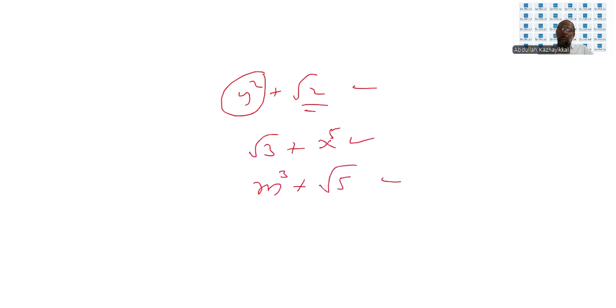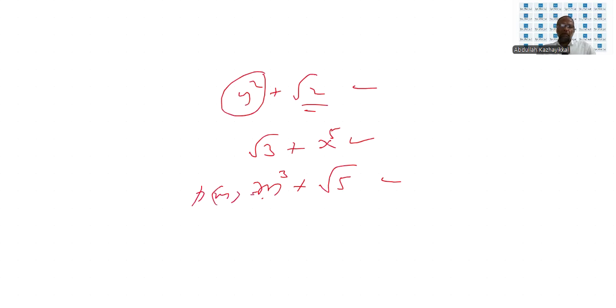There is no confusion, because the power of the variable is a whole number. The variable is m, not 5. Root 5 is a constant. So it is a polynomial. This is p(m), a polynomial in m.